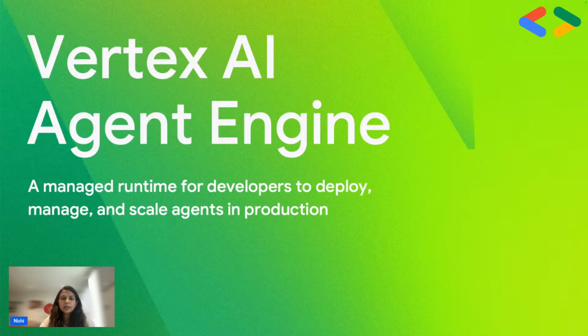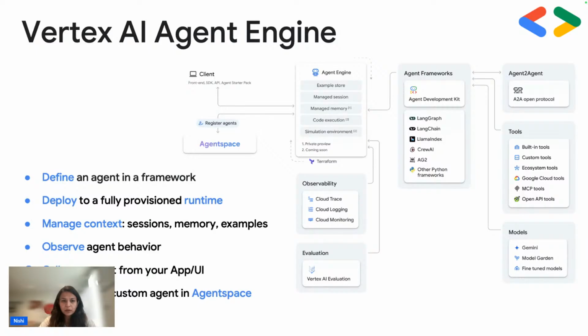Then moving on to Vertex AI Agent Engine. Vertex AI Agent Engine is a managed runtime for developers to deploy, manage, and scale agents in production. So you see here, using Vertex AI Agent Engine, you can define an agent in a framework and deploy it to a fully provisioned runtime. You can manage context and session memory. You can observe agents' behavior. You can call your agents from your app or UI. And you can also register your custom agent in Agent Space.